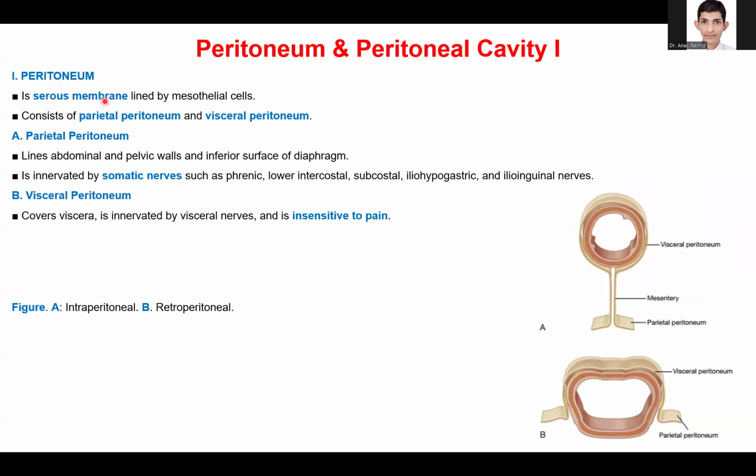Peritoneum is a serous membrane lined by mesothelial cells. Parietal peritoneum lines abdominal and pelvic walls and the inferior surface of the diaphragm, and is innervated by somatic nerves such as phrenic, lower intercostal, subcostal, iliohypogastric, and ilioinguinal nerves. Then we have visceral peritoneum that covers viscera, is innervated by visceral nerves, and is insensitive to pain. Then we can see A and B. We have intraperitoneal, and in B we can see the retroperitoneal.